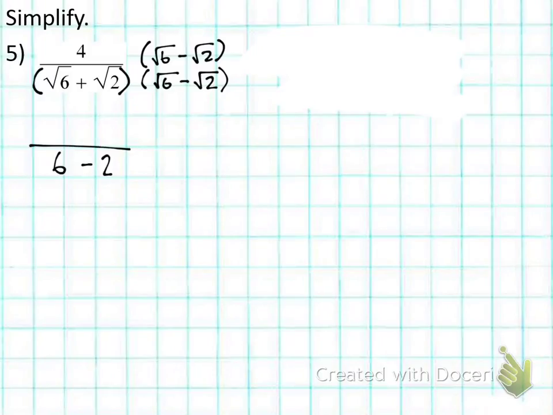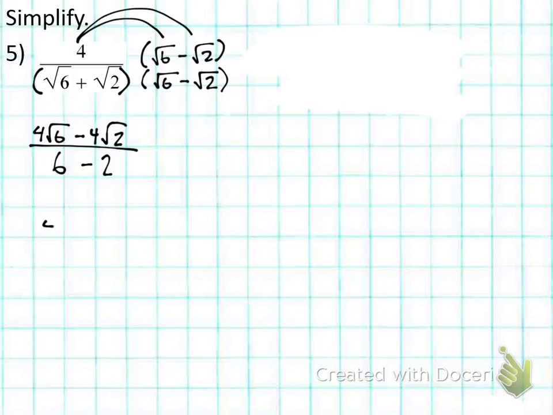That's your new denominator, by the way. You see how that just disappeared? Okay, keep going. Finish. You got 4 times rad 6. What's 4 times rad 6? 4 rad 6. What's 4 times negative rad 2? Negative 4 rad 2. Okay. What's 6 minus 2? 4.